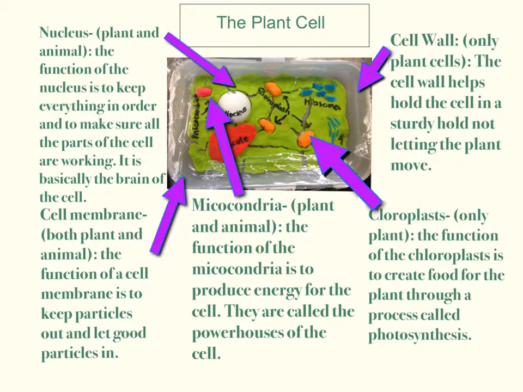The cell wall. The cell wall helps hold the cell in a sturdy hold, not letting the plant move. The chloroplast. The function of the chloroplast is to create food for the plant through a process called photosynthesis.